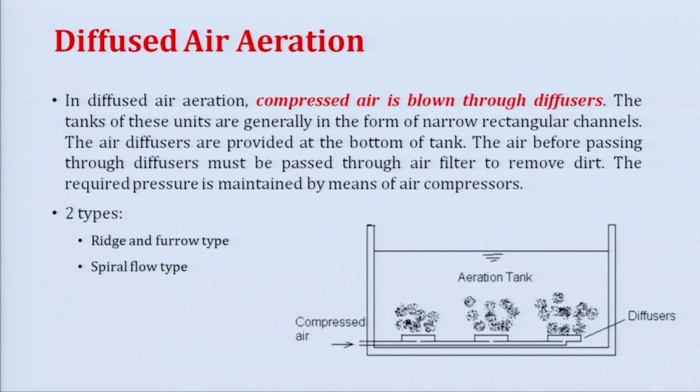Now let's come to diffuse air aeration. In diffuse air aeration, compressed air is blown through diffusers. The tanks of these units are generally in the form of narrow rectangular channels. Air diffusers are provided at the bottom of the tank, and air before passing through these diffusers must be passed through air filters to remove dirt. The required pressure is maintained by means of air compressors, right.